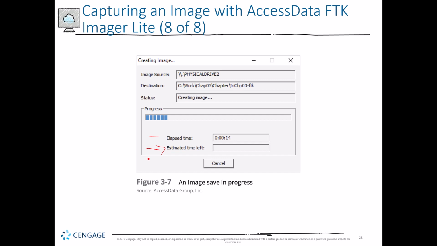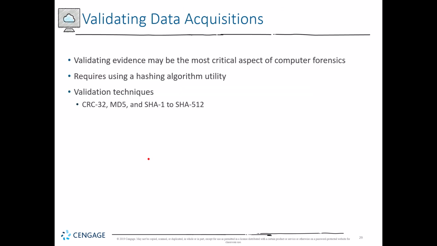We will have a lab outlining these steps, walking us through them one by one as well. After we've done our acquisition, we need to validate the evidence, because again, validating the evidence is probably the most critical aspect of our forensics investigation.